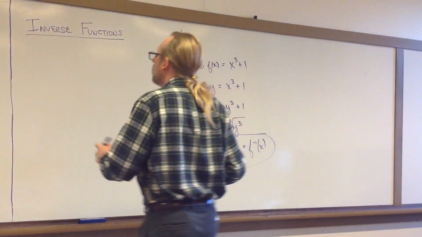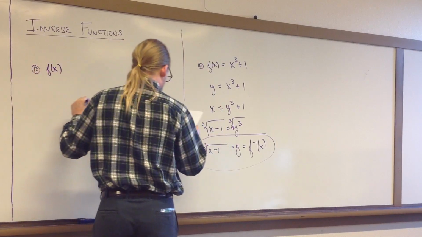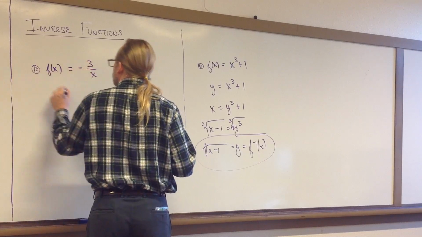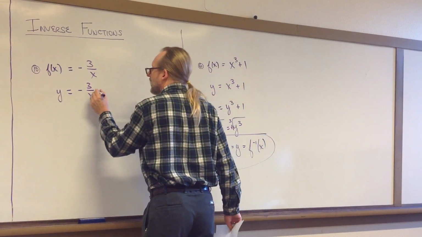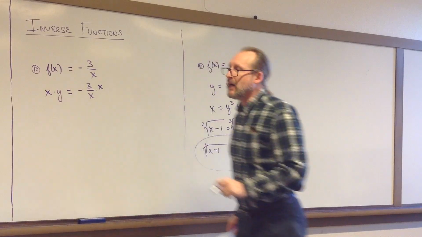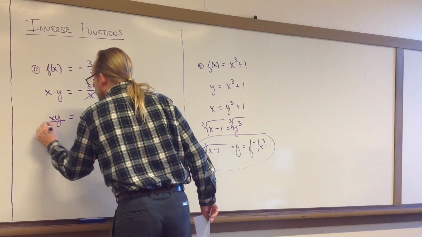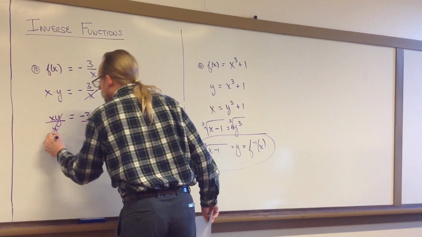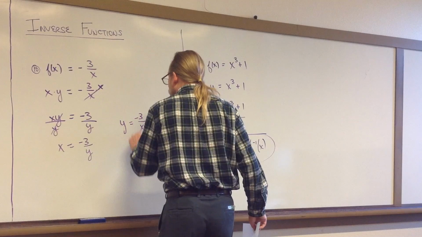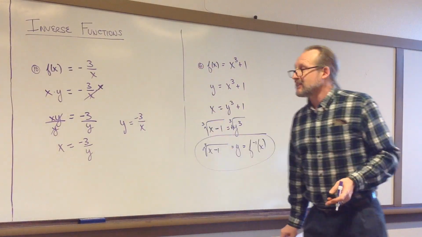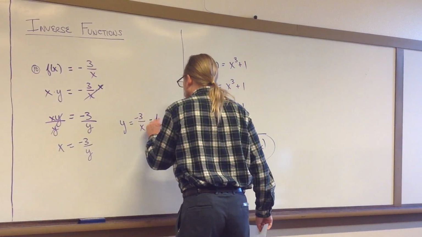Okay? All right, let's see what else. Let's look at number 10. Number 10, f of x equals negative 3 over x. So let's use x and y. So now let's get the x by itself. To do that, we've got to get the x out from the denominator. So we have to multiply on both sides by x, and then divide on both sides by y. And so y is negative 3 over x. Turns out this function is its own inverse. And that does happen from time to time.